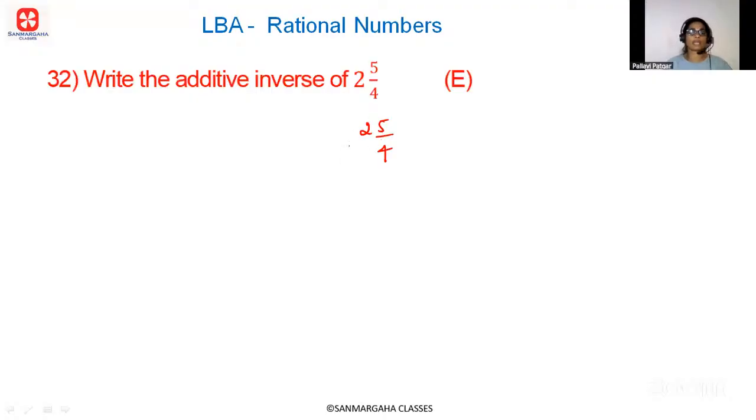So for this mixed fraction, we need to find its additive inverse. The additive inverse of a number is the value that, when you add it to the original number, the result in a sum is equal to 0. So that number is the same number with the opposite sign, that is -2 5 by 4. So the sum is equal to 0. So the additive inverse of this fraction is -2 5 by 4.